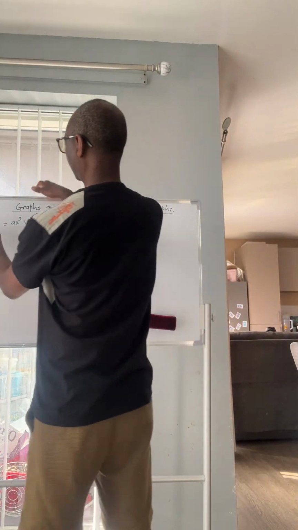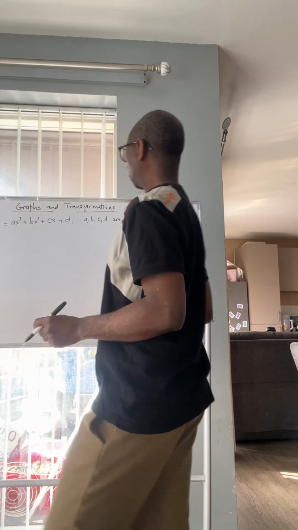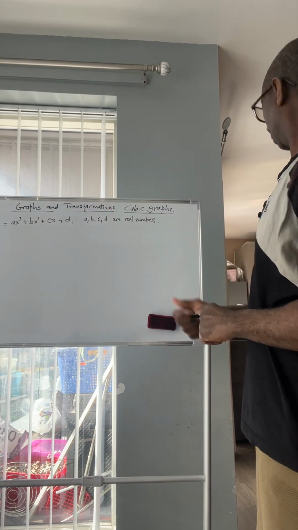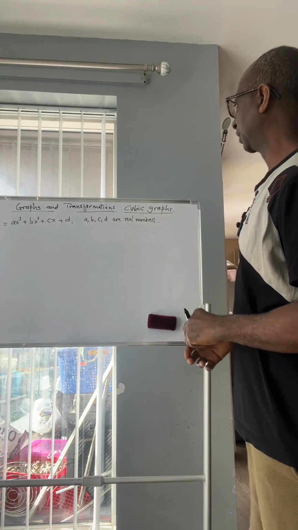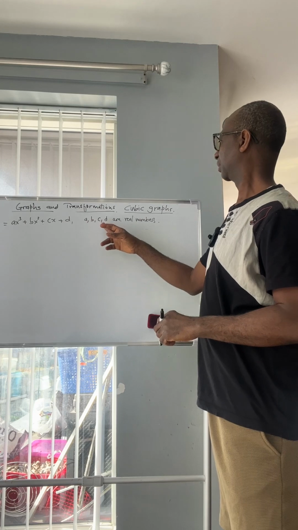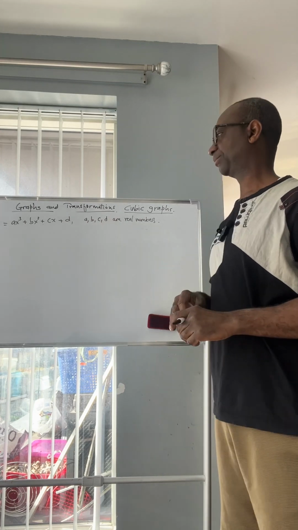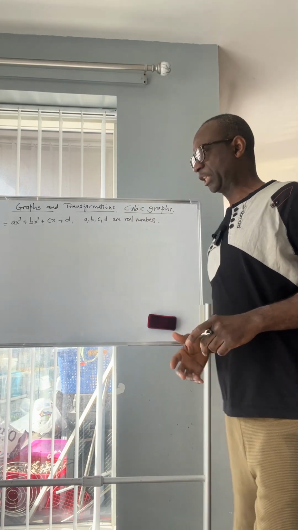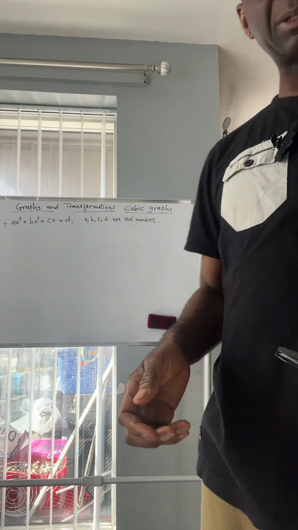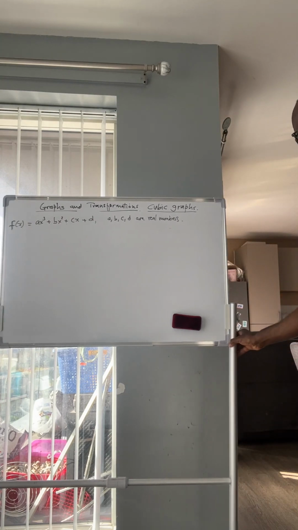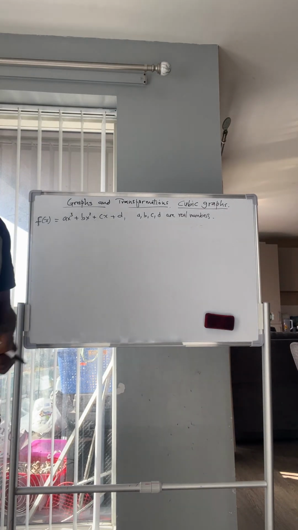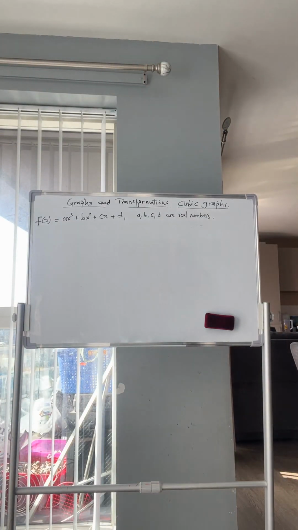This is what we have for cubic functions like this: ax cubed plus bx squared plus cx plus d, where a, b, c, and d are real numbers. We want to sketch graphs of this nature, so let's see how we go about it. Let's look at the second problem.